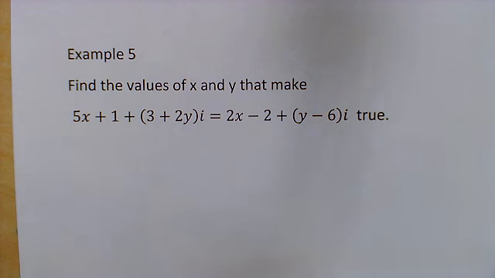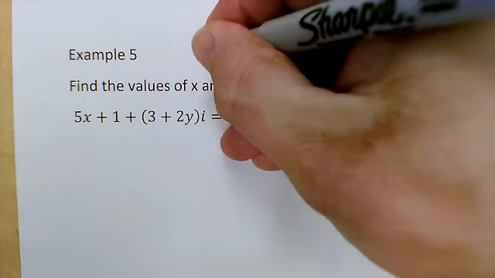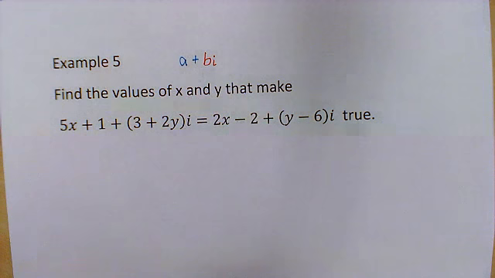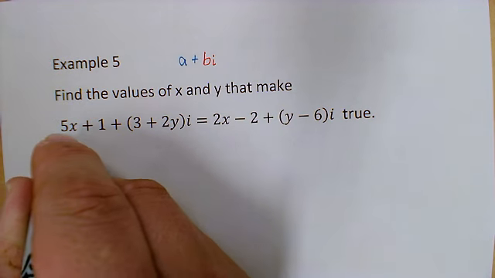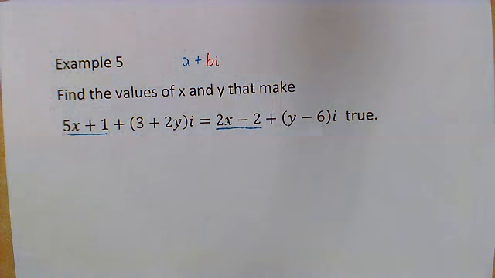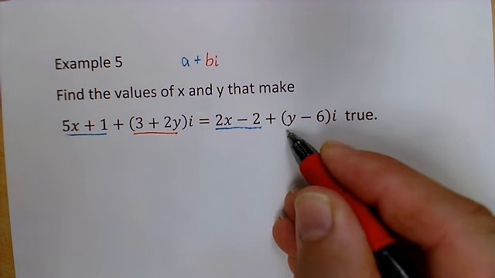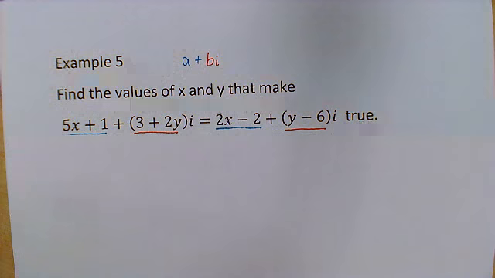And welcome to the last problem, which looks like a monstrosity, but it actually ends up being not too bad. Basically, you have your real parts, which I'm going to be referencing as A, and you've got your imaginary parts, which I'm going to be referencing as B, i. So what happens here is my A value, the real part, has to match. Here, 5x plus 1 is my real value, and 2x minus 2 is representing my real value. Meanwhile, B is being represented by 3 plus 2y and y minus 6 because both of those are being multiplied by i.